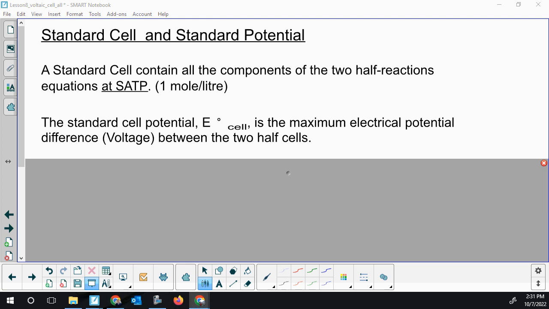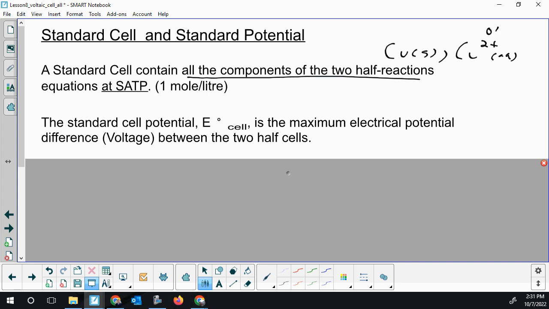So what's in a standard cell? I've been describing standard cells in most of our examples. It's when we have all the components of two half cells. Okay. So we saw examples where we had both copper and the copper 2+ ion in our original voltaic cell. That makes it standard. In our very first example, the OA was actually the copper 2+, but we need both for this definition.